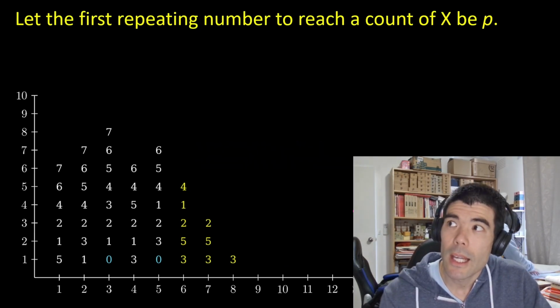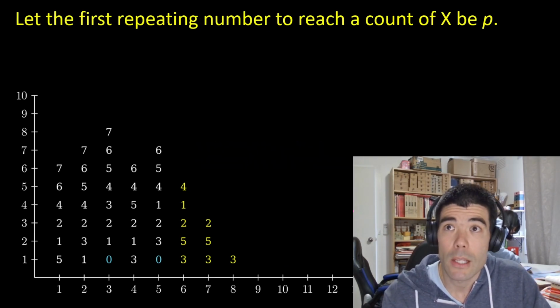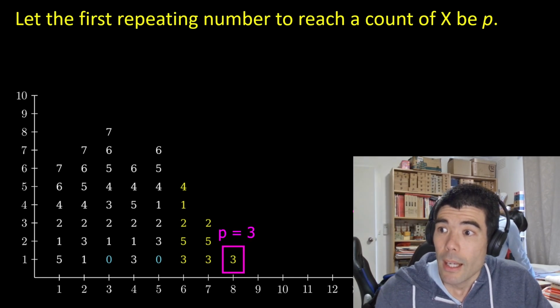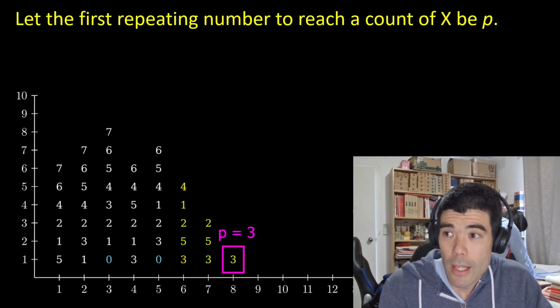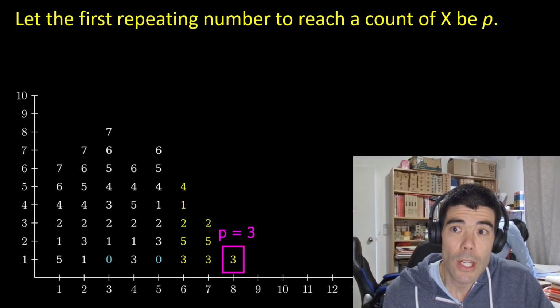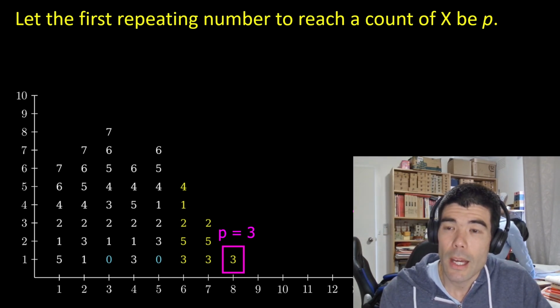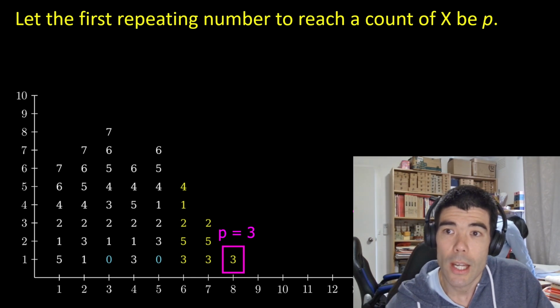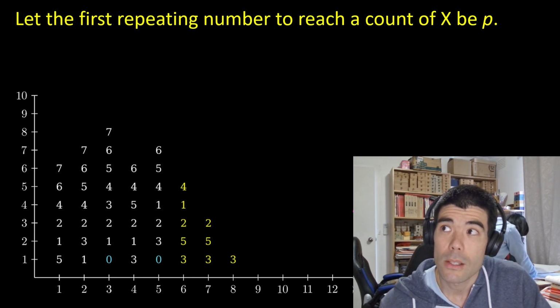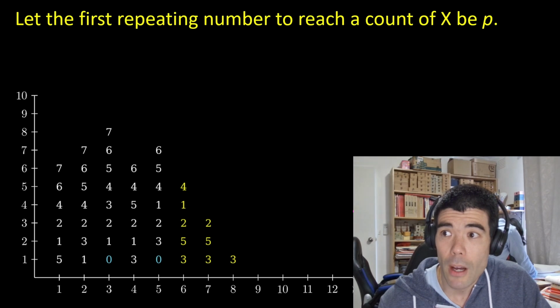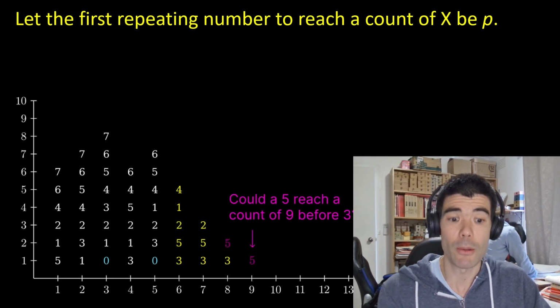So let the first number to reach a count of x be p. In this example, p was 3 because 3 was the first to reach a count of x equals 8. And let's consider whether another number q could reach a count of x plus 1 before p does. For example, could the number 5 reach a count of 9 before the number 3 does?